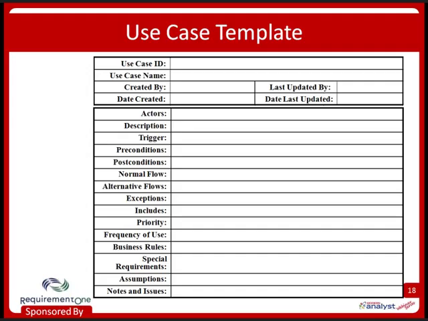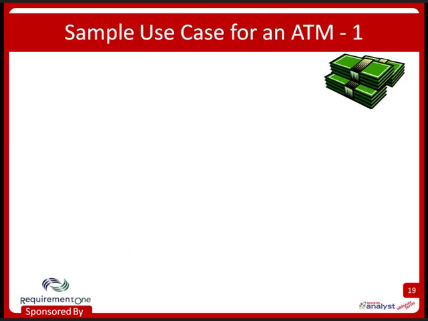So the term I use when I'm thinking of templates is shrink to fit. I like to think about how to use just the information I need in the template to make sure I can effectively communicate all the necessary knowledge to the people who have to do work based on this use case. Unfortunately, we don't have time to go through all this in more detail right now. But let me just go through a very simple example of a use case for an ATM.